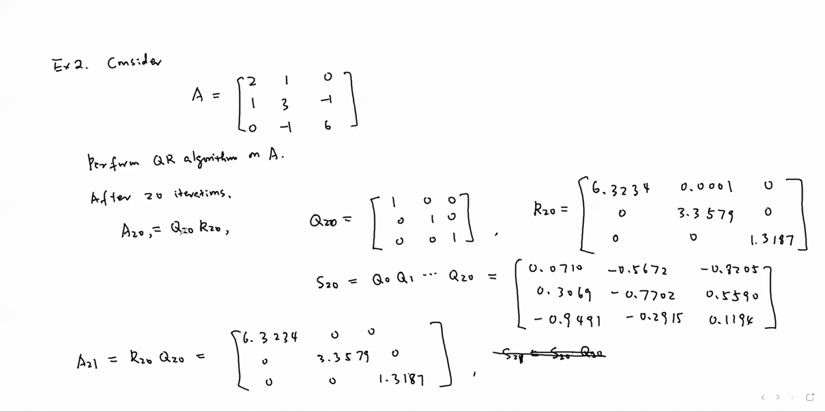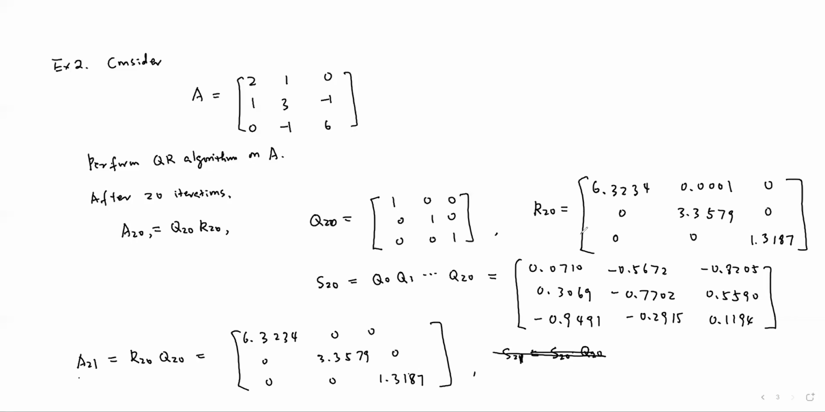Okay, after 21 iterations, now A21 is a diagonal matrix. So these three numbers are the eigenvalues of the original matrix. And I can use S20, whose columns are the corresponding eigenvectors. So this is a special case for the QR algorithm. When A is symmetric, the iterates converge to a diagonal matrix of eigenvalues.